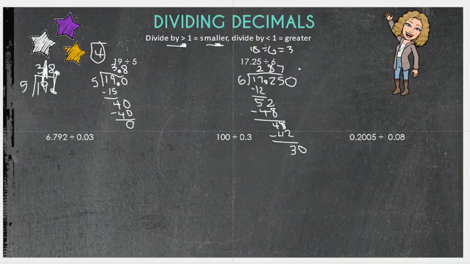6 goes into 35 5 times, and that is 30. And now I have nothing left, and the problem is complete. If I take the decimal point and put it straight up into the answer, my answer is 2 and 875 thousandths. That is close to 3.